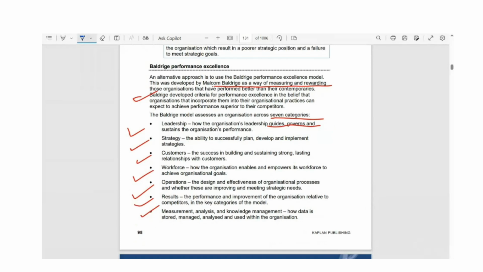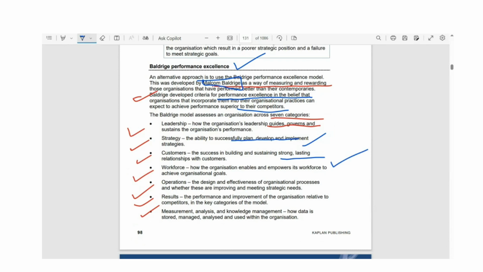The Baldrige Performance Excellence model is named after Malcolm Baldrige, as a way of rewarding organizations that perform better than their competitors. Baldrige developed criteria of performance excellence in the belief that organizations that incorporate these practices can expect to achieve performance superior to their competitors. Leadership: how organizational leadership guides, governs and sustains the strategy, and the ability to successfully plan, develop and implement strategy. Customer: building and sustaining strong, lasting relationships with customers.